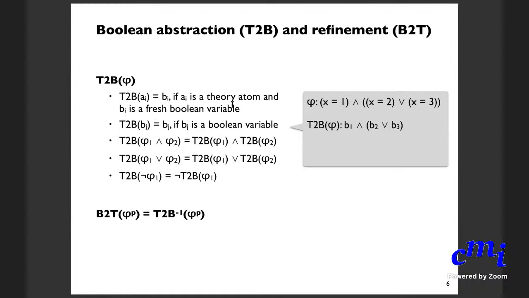This is the recursive definition for obtaining the Boolean abstraction of an SMT formula. So this just throws away the theory information, so it reduces it to a purely propositional formula. Now is it clear, at least the conversion? Yes. And B to T, that is, Boolean to theory, is the inverse of that. So given this formula, it gets you back to the theory. That's what T to B and B to T do.